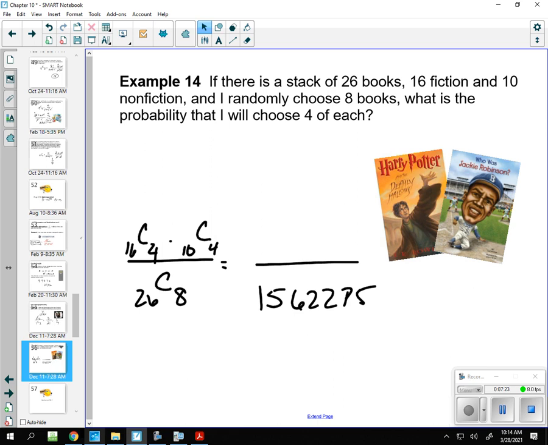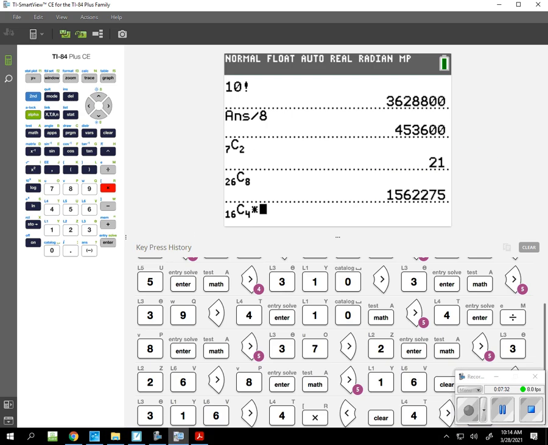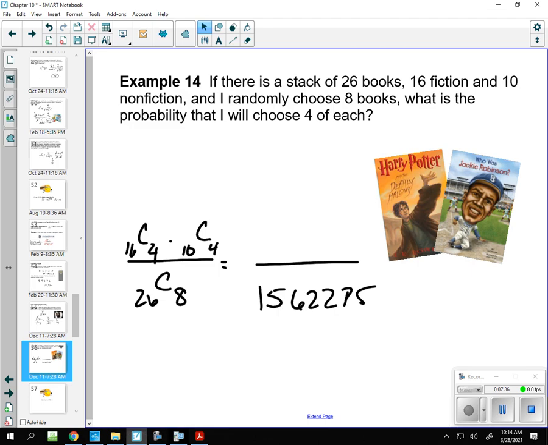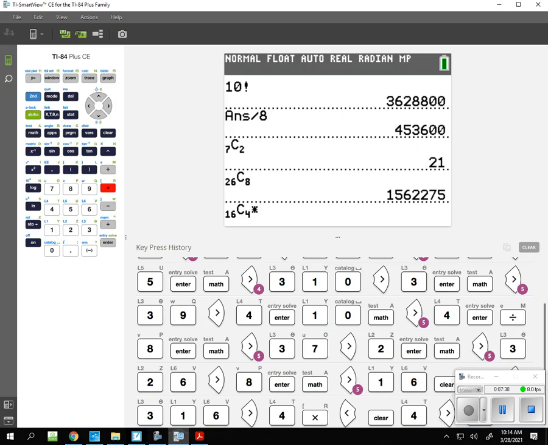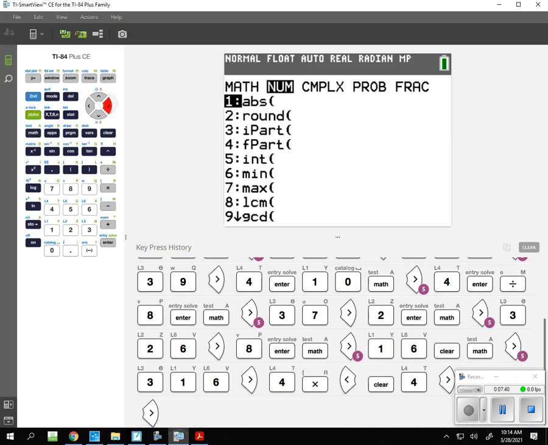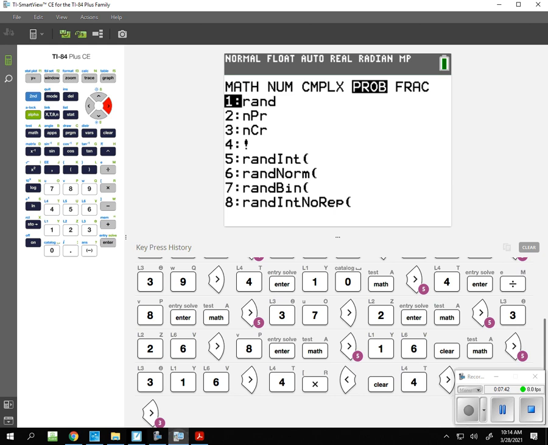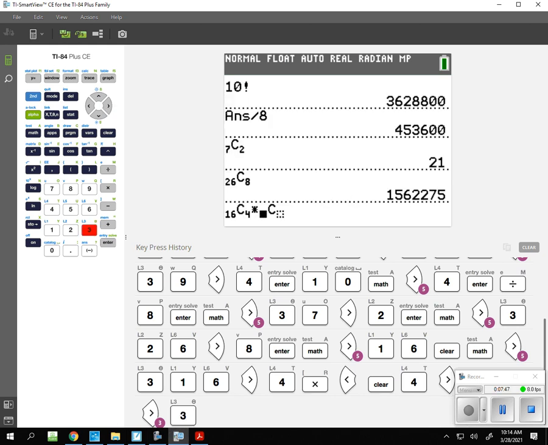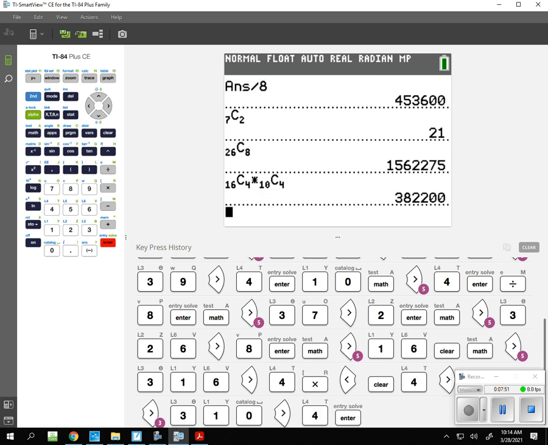I got interrupted. So, 16 choosing 4 times 10 choosing 4. I'm going to go to math. Depending on how old your calculator is, you might have to actually put the 10 in before you do this. In this newer calculator, I don't have to do that. So 10 choosing 4, and there's 382,200.